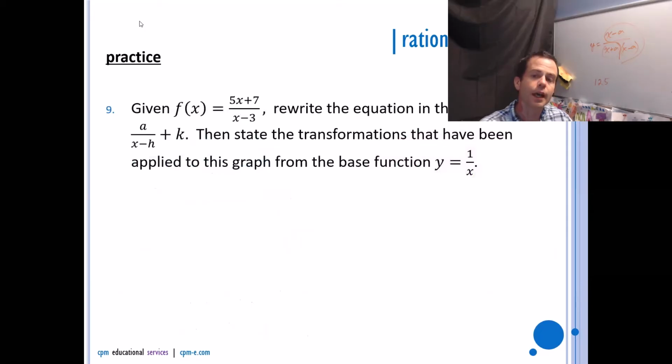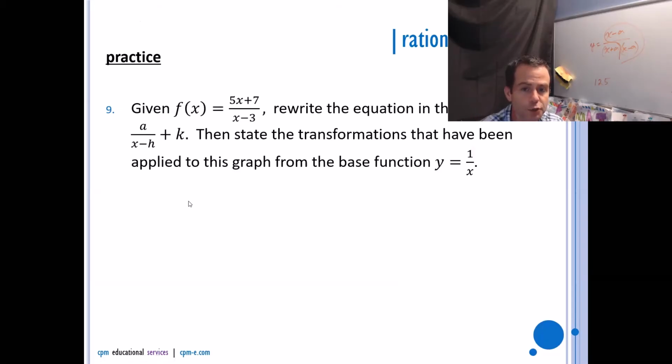Given f of x equals (5x plus 7) over (x minus 3), rewrite the equation in the form y equals a over (x minus h) plus k. Then state the transformations that have been applied to this graph from the base function y equals 1 over x. I'm going to show you this in two different ways, just depending on the school you come from or whichever way you find easier. I think the first way is easier, and I don't think a lot of schools teach it this way, but (5x plus 7) over (x minus 3) simply means 5x plus 7 divided by x minus 3.